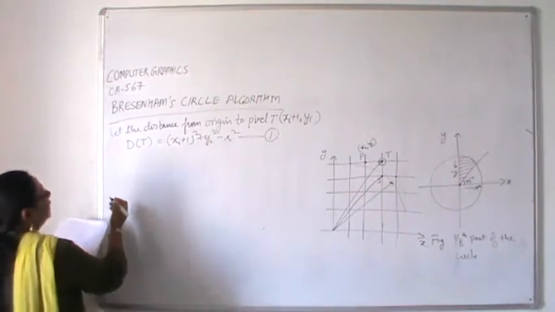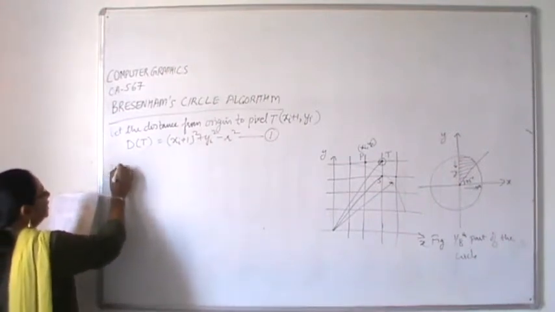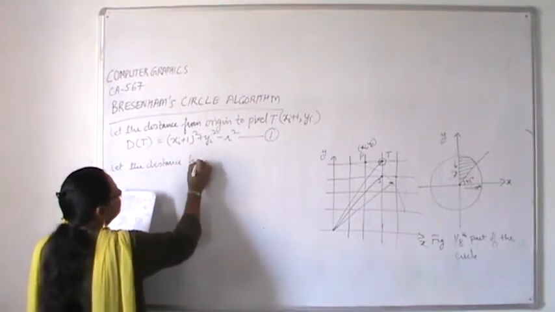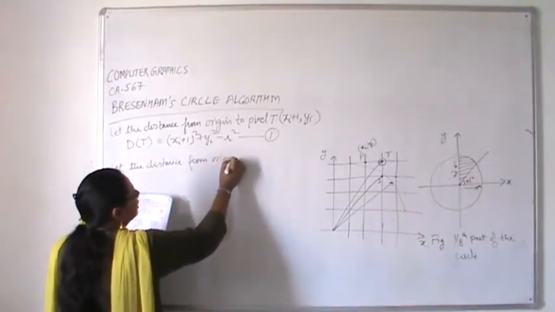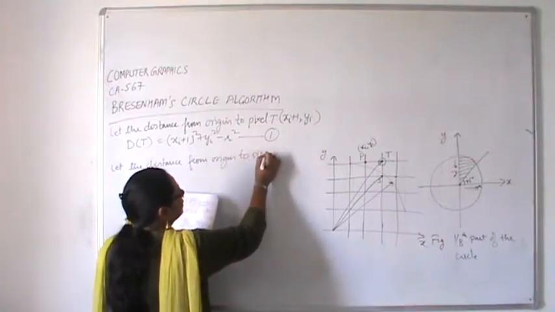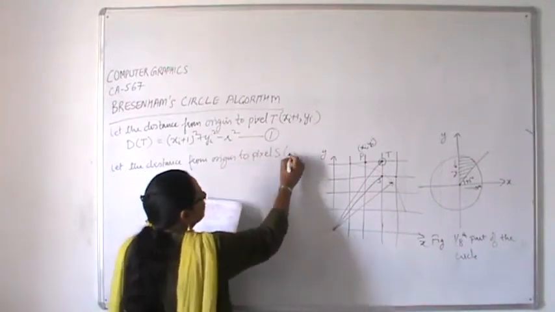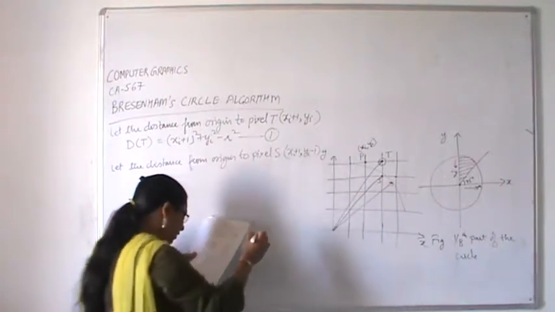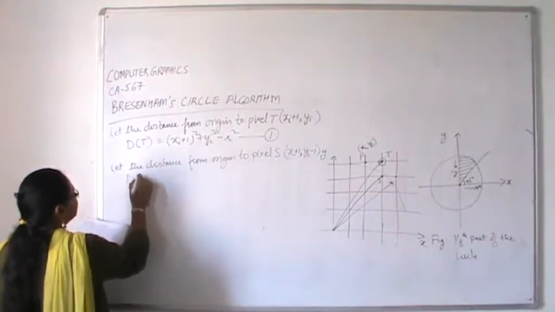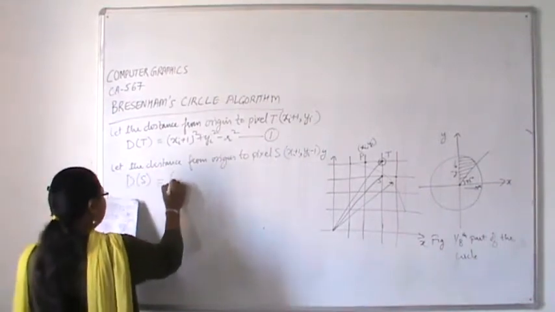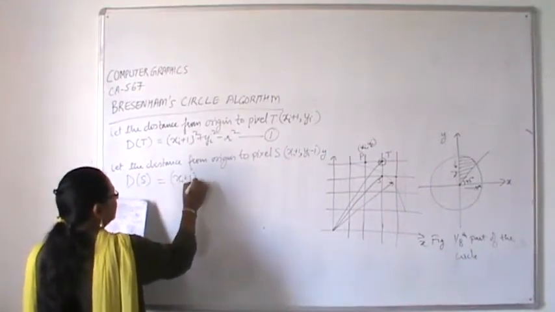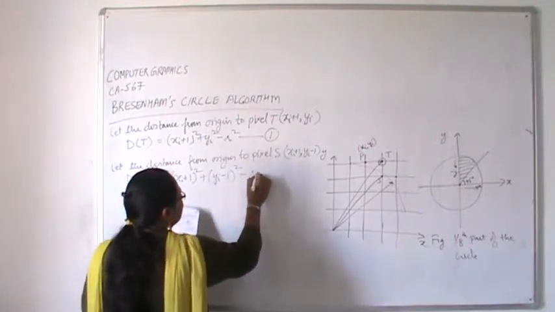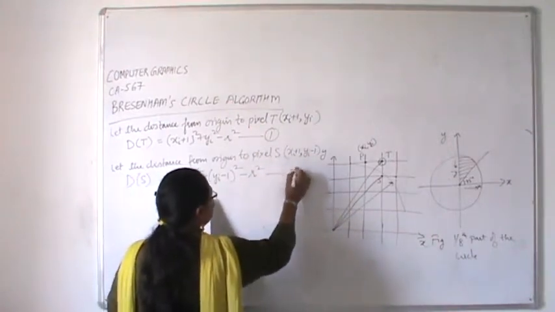And similarly, let the distance from origin to pixel S, whose coordinates are xi plus 1 and yi minus 1, be d of s, that is equivalent to (xi plus 1) whole square plus (yi minus 1) whole square minus r square. So this is our equation number 2.